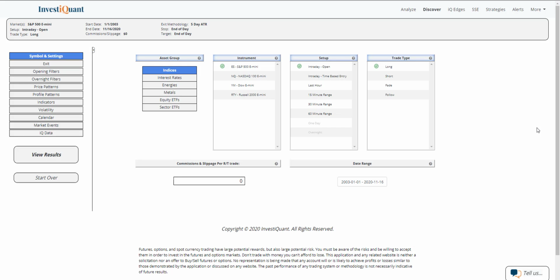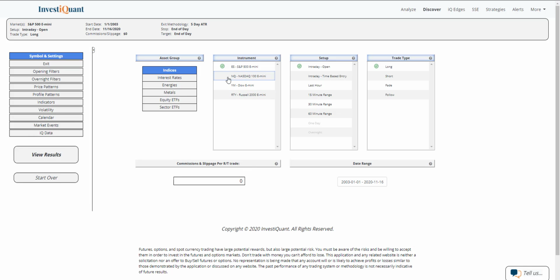Today is Monday, November 16th, 2020, and this week is options expiration week. So I figured what we would look at this morning is what has happened historically on Monday of options expiration week. So let me set this up and discover, and we'll look at this specific day in a bullish environment.